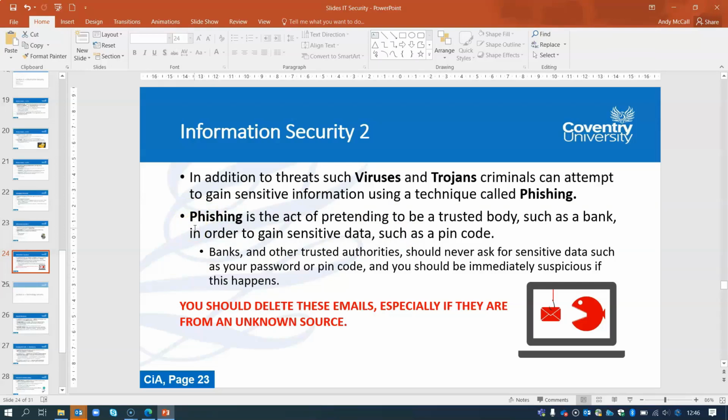If you ever see anything suspicious, the key thing, and you may see this in your test questions, is that you should immediately delete these emails. As we point out at the bottom, you should delete these emails, especially from an unknown source, because, as we pointed out in the little graphical image here, they're phishing for information. So very, very important.